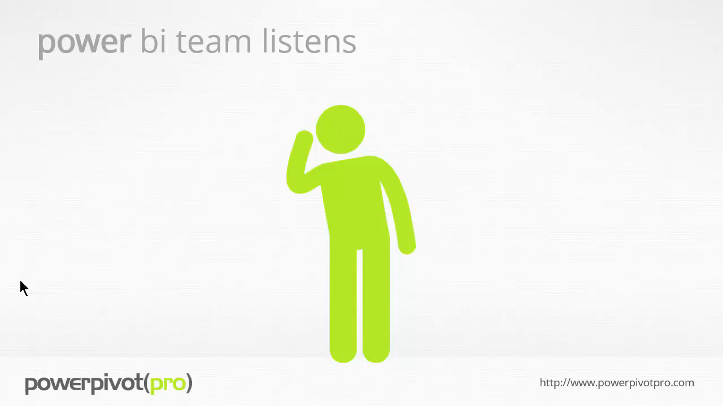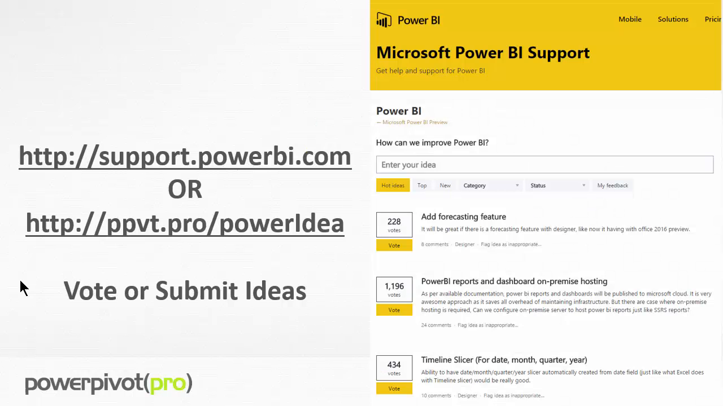The way to get your voice heard is through their community site, which is support.powerbi.com. And once you get there, click on Power BI or use the URL down below, pput.pro, Power Idea. And here you can vote or submit new ideas, and we would especially like if you focus on Excel-friendly ideas.